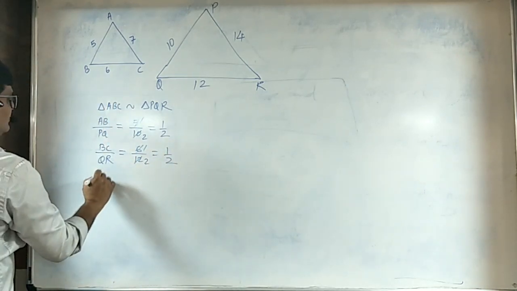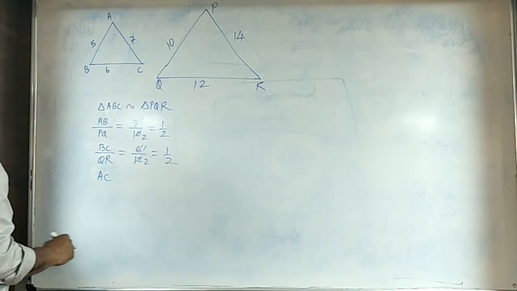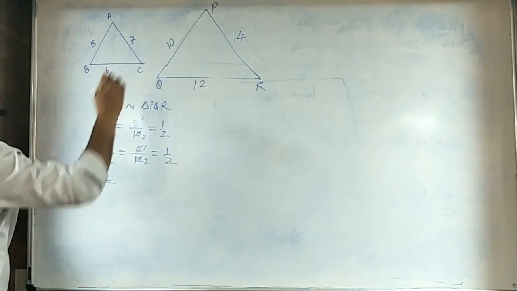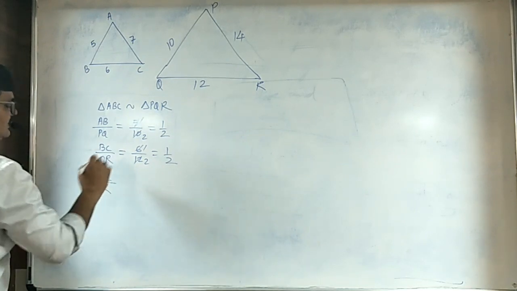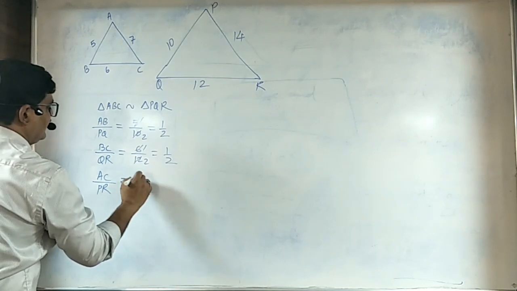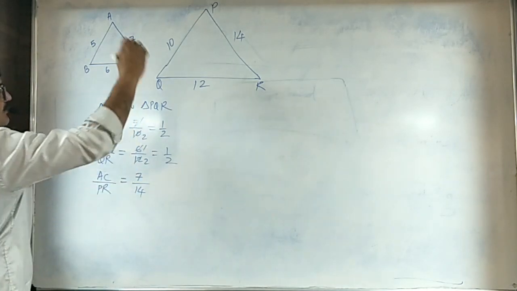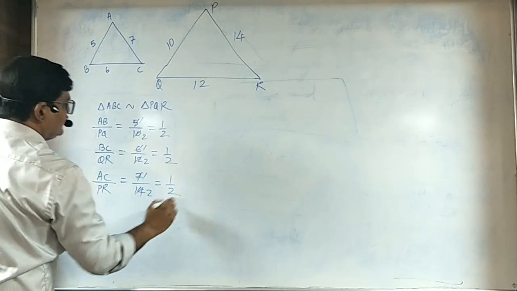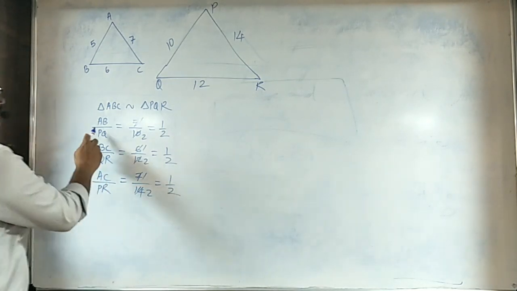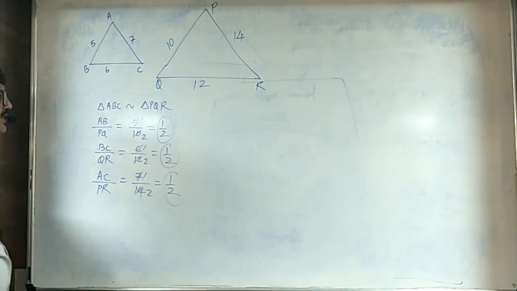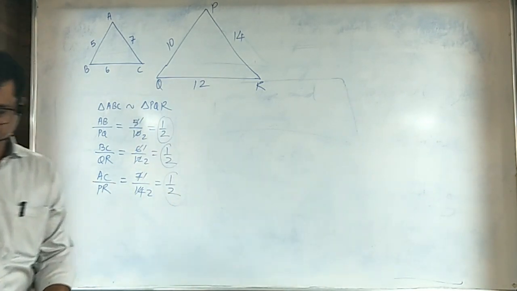Then I take AC, and the corresponding side to AC is PR. The value of AC is 7 and PR is 14, so 7 upon 14, which is 1 by 2. Can you see that the ratio of all three sides is 1 by 2, 1 by 2, 1 by 2?